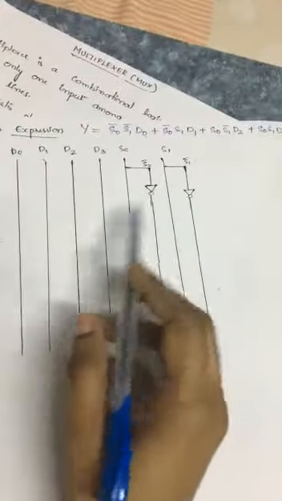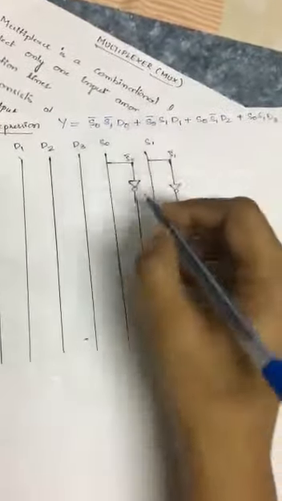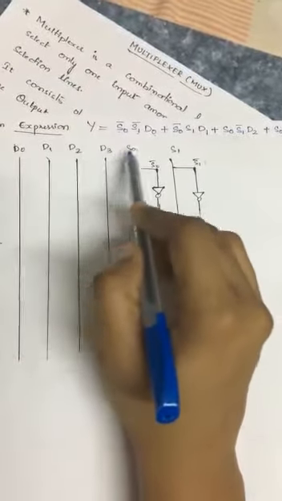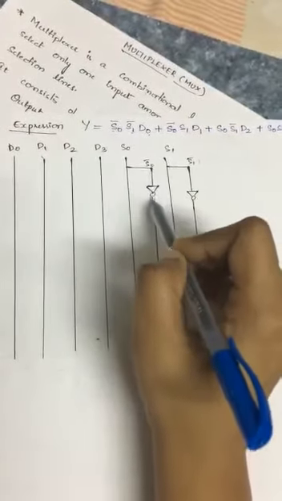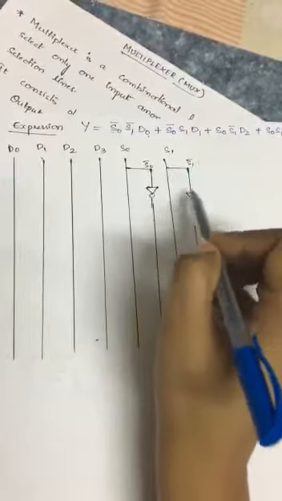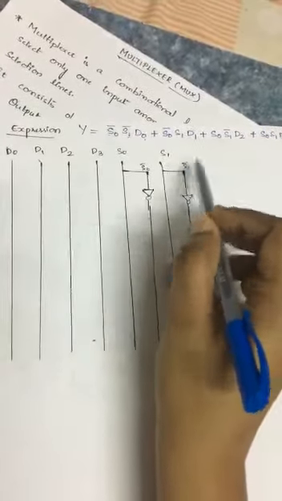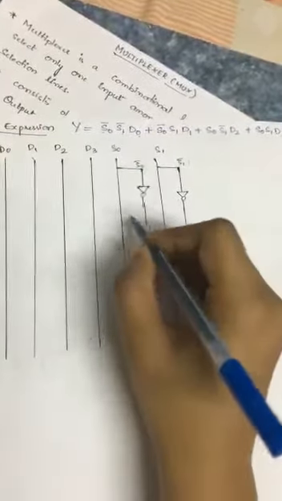From this Boolean expression you are going to draw your logic circuit. So first one is S naught bar, S1 bar and D naught. So I am taking my inputs as D naught, D1, D2, D3, S naught, S1, and I am going to connect my S naught to a NOT gate, S1 to a NOT gate, so that I am going to get S naught bar and S1 bar. So now I am going to simplify this Boolean expression.